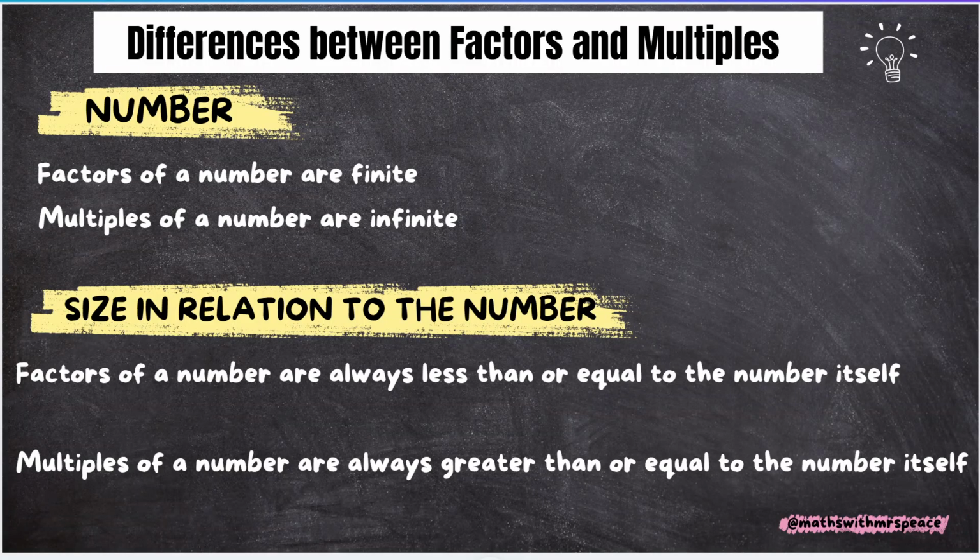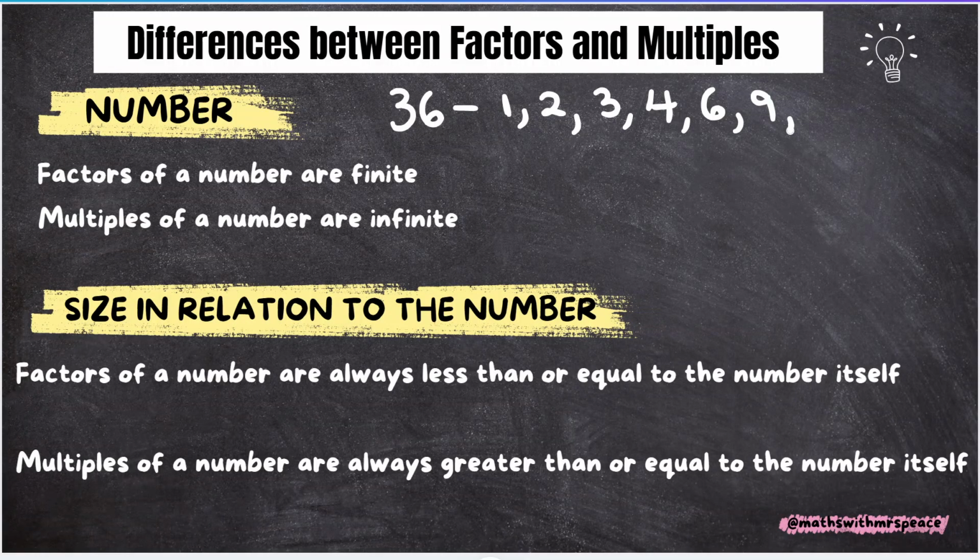Here we have number. Factors of a number are finite, while multiples of a number are infinite. What does this mean? For any given number, we can list their exact factors, just like we did for 36 in the previous example. We can list all the factors of 36 to be 1, 2, 3, 4, 6, 9, 12, 18, and 36. I think I left out 12, so I'm just going to put 12 here. So these are all the factors of 36.